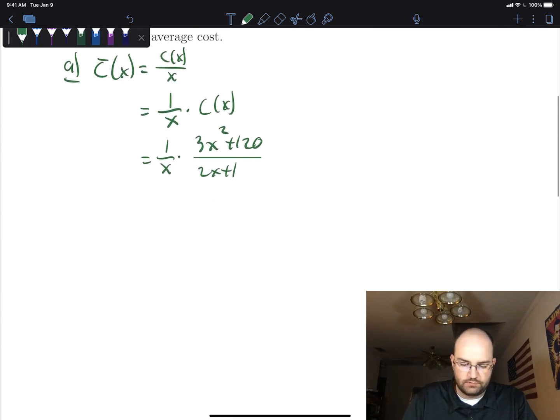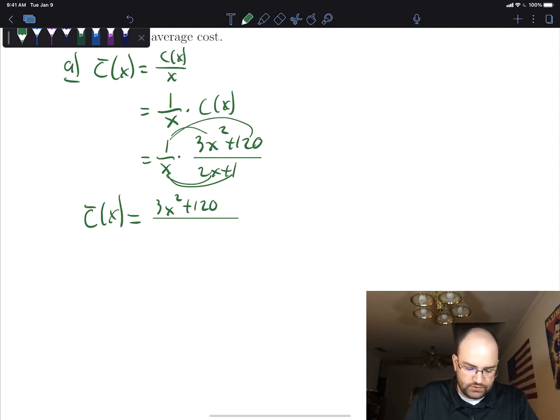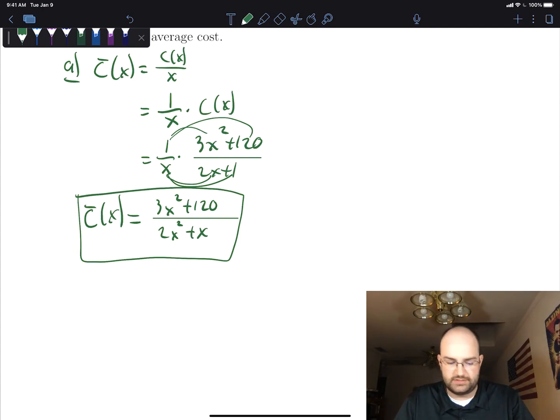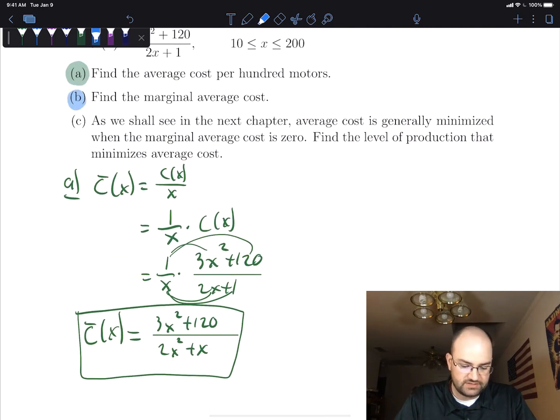And now notice what we can do. We can distribute the x in the denominator and the 1 in the numerator if you want to, but it doesn't really change anything. So that means that your average cost, C bar of x, is equal to 3x squared plus 120 all over 2x squared plus x. And this is your average cost. Excellent. That's A. Average cost per 100 motors.